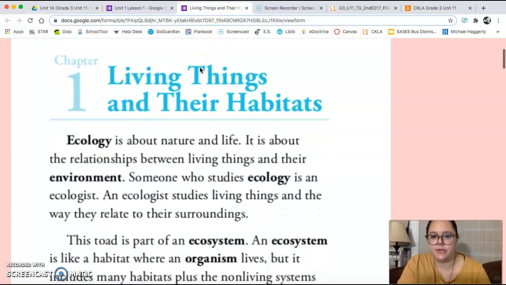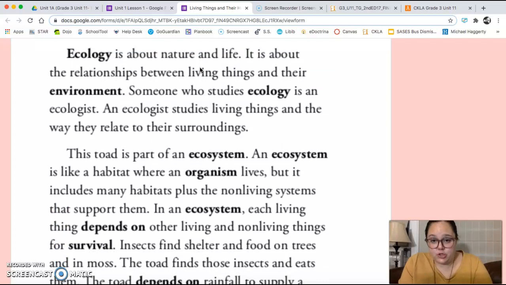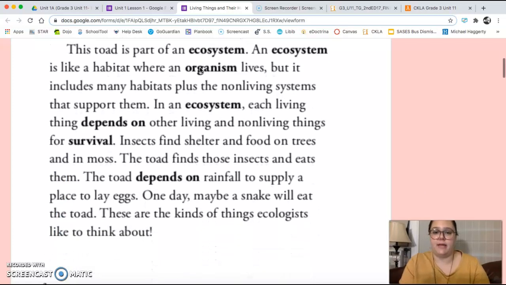All right, so chapter 1 is called Living Things and Their Habitats. Ecology is about nature and life. It is about the relationships between living things and their environment. Someone who studies ecology is an ecologist. An ecologist studies living things and the way they relate to their surroundings. This toad is part of an ecosystem. An ecosystem is like a habitat where an organism lives, but it includes many habitats plus the non-living systems that support them. In an ecosystem, each living thing depends on other living and non-living things for survival.